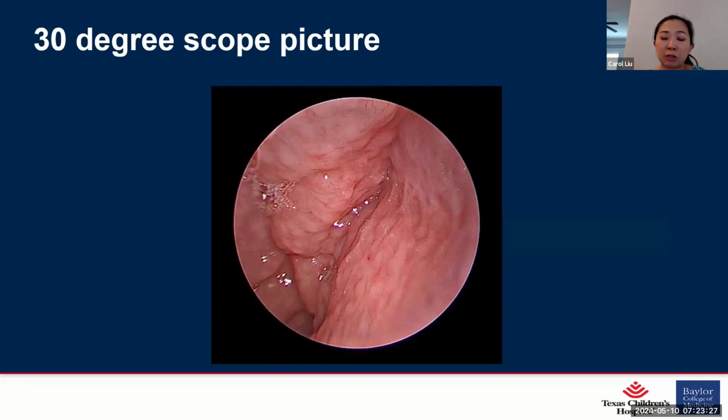This is a 30-degree scope picture of the Eustachian tube lumen. And as you can see, the mucosal lining is severely edematous. What you can also see is mild adenoid hypertrophy, and this is after the child already had one adenoidectomy in the past. Especially in the anterior torus of the Eustachian tube, you can see this lymphoid hypertrophic appearance. This is a typical look that we are seeing in kids with chronic obstructive Eustachian tube dysfunction.